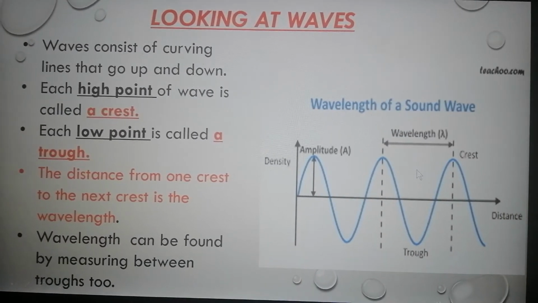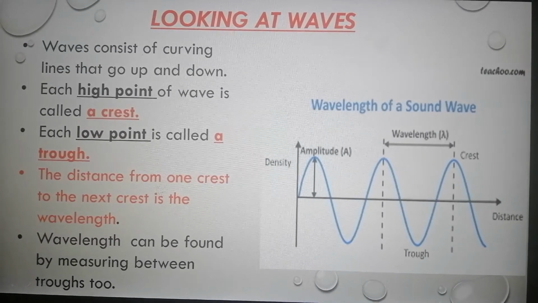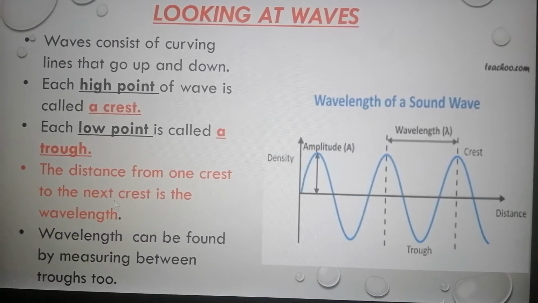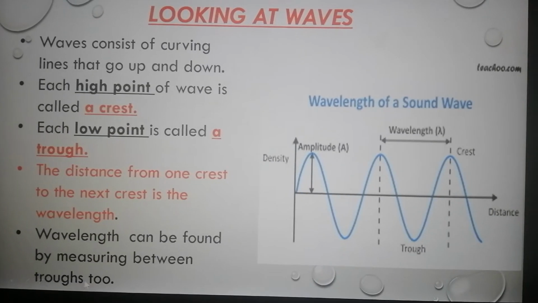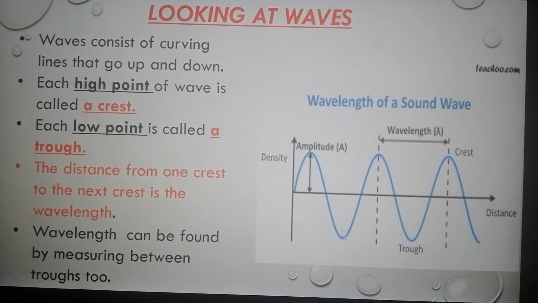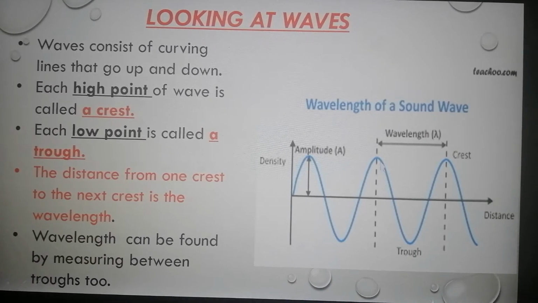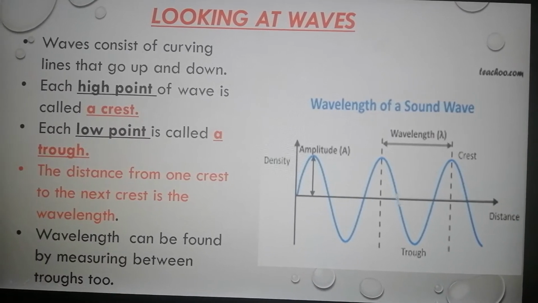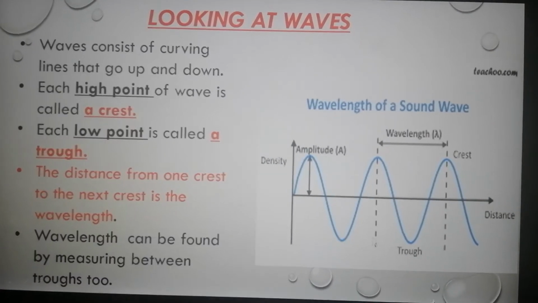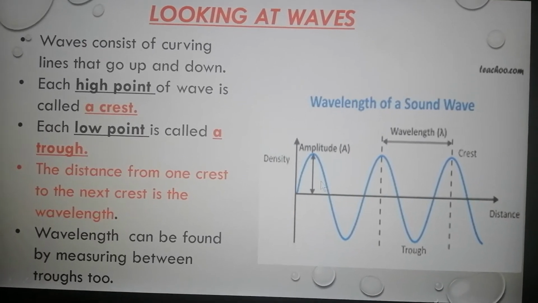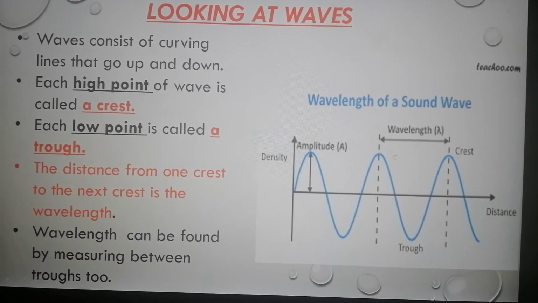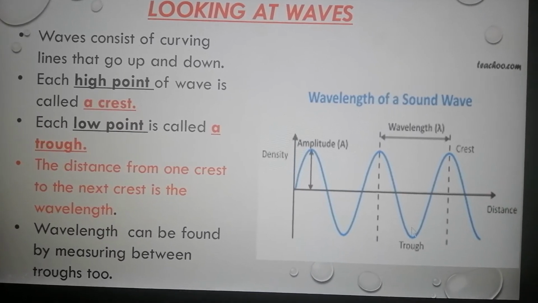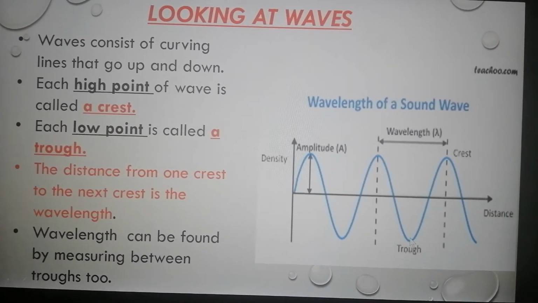So what is the wavelength? It is the distance from one crest to the next crest, or measuring between troughs. Okay, two troughs. So it is the distance between two crests or between two troughs. This is called wavelength. What is the crest and what's the trough? The crest is the highest point. The trough is the lowest point in the sound wave.